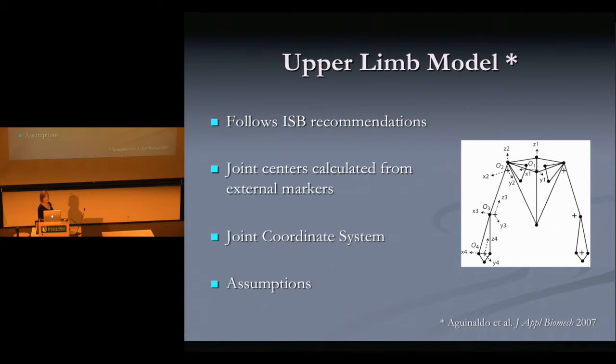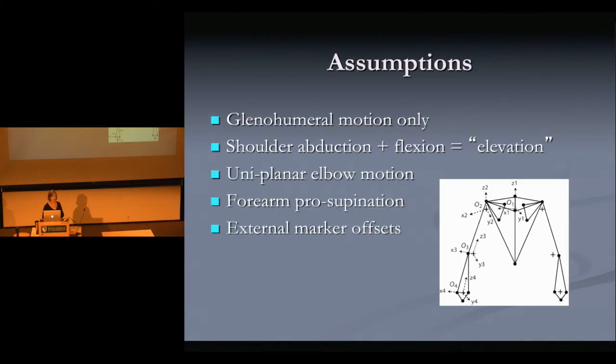Joint kinematics were calculated according to recommendations put forward by the International Society of Biomechanics. There were 9 segments. The joint centers were calculated from external markers, and we used a joint coordinate system to calculate the joint kinematics. As with any model, there were a number of assumptions. Specifically, we looked at glenohumeral motion only. We disregarded acromioclavicular and scapulothoracic motions. So there's actually 3 shoulder joints at the shoulder. We looked at the main motion between the humerus and the trunk.